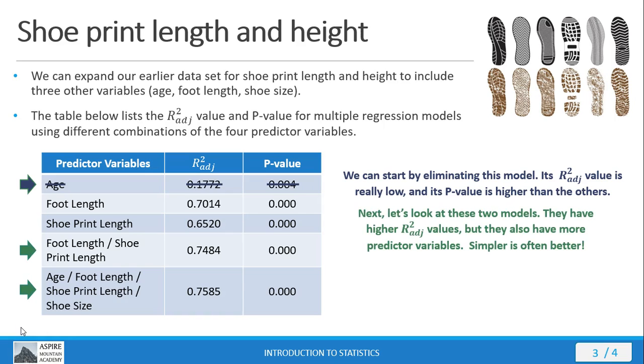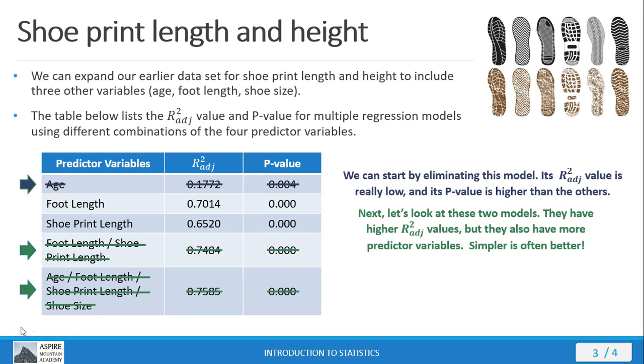Of the models that remain, let's look at these last two here that have the most variables in them. Okay, they have higher adjusted R-squared values, but they also have more predictor variables. So if you look at, say, the model for foot length, there's only one variable there, and it has an adjusted R-squared value of 0.7. But if you add another variable or two, you're only increasing that adjusted R-squared value up to like 0.74, 0.75. That's not a very significant climb for adding more complexity to your model. So again, simpler is often better, and we want to strive for simplicity when choosing the model. So we don't get that much more gain from the adjusted R-squared value because we added the complexity to the model. So we're not going to choose those more complex models. We're going to eliminate them from our consideration.